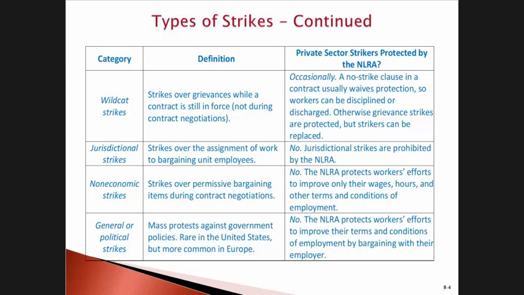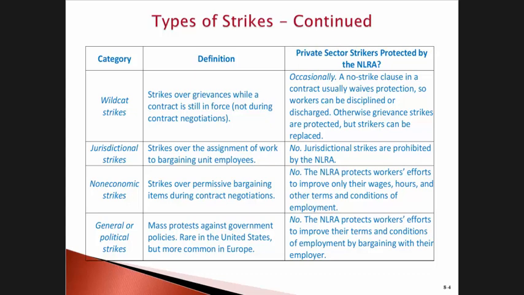Non-economic strikes are strikes over things that you're allowed to bargain on, not required items, but allowed to bargain on, permissive items, during contract negotiations. So the workers go out on strike, but it's not about things like wages and benefits. These things are not protected by the National Labor Relations Act. The National Labor Relations Act protects the right to improve wages, hours, and other terms and conditions of employment, but does not protect striking for permissive bargaining items.